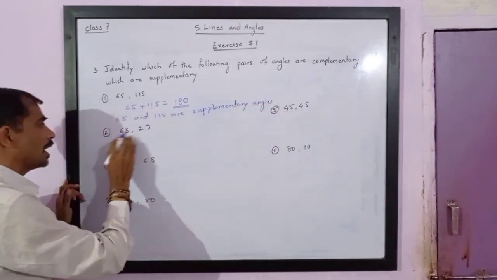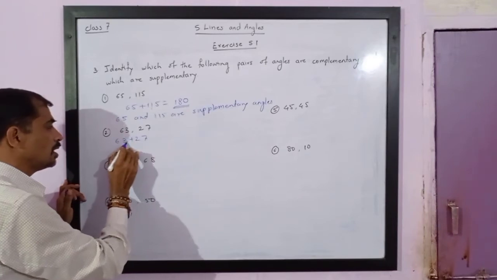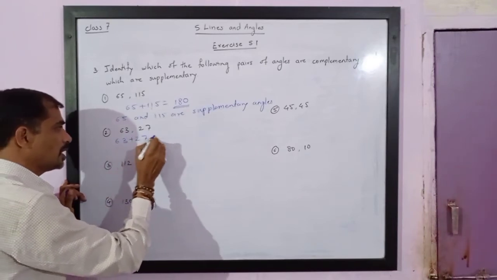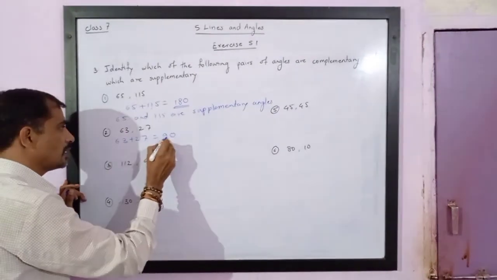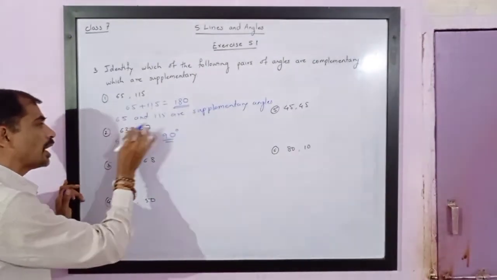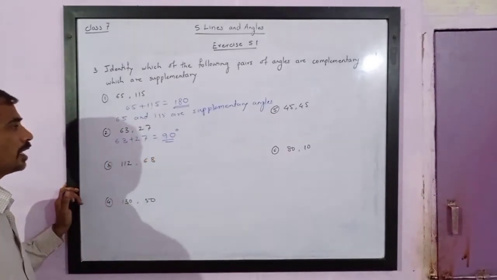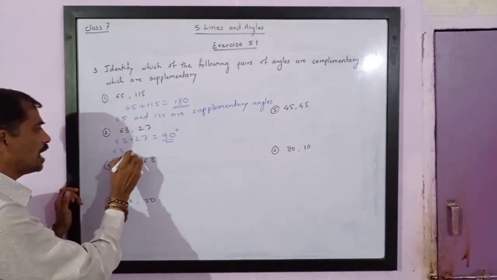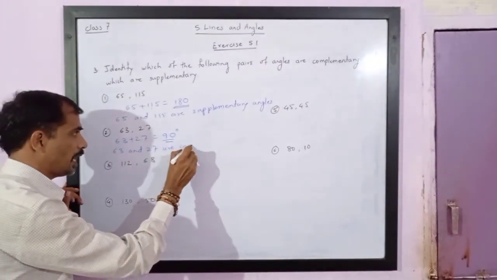Then let us check the second: 63 plus 27. Here 7 plus 3 is 10, one carries. 6 plus 2 plus 1 carry is 9. So here the sum of the two angles is 90 degrees, therefore they are complementary angles. It means 63 and 27 are complementary angles.